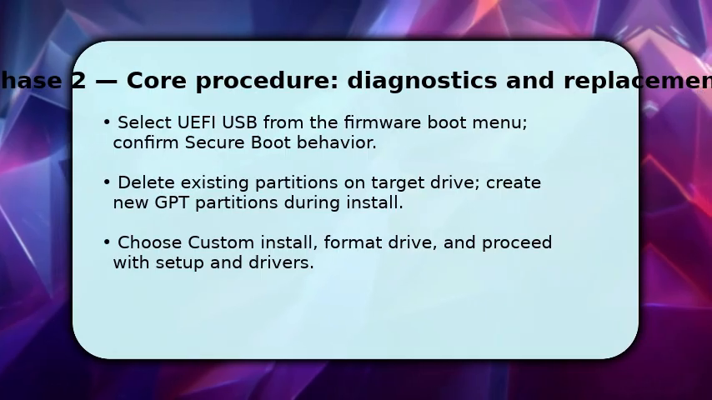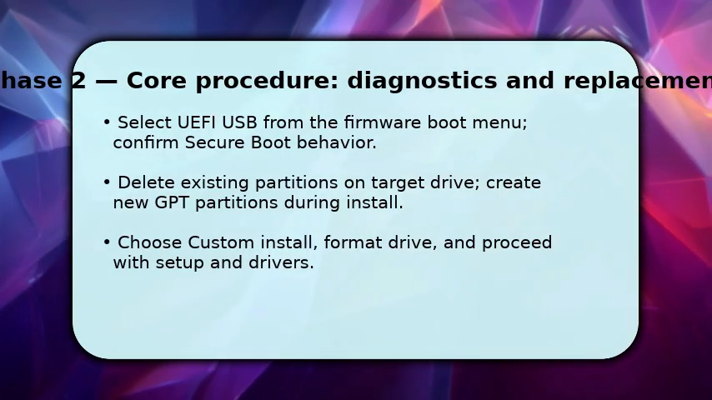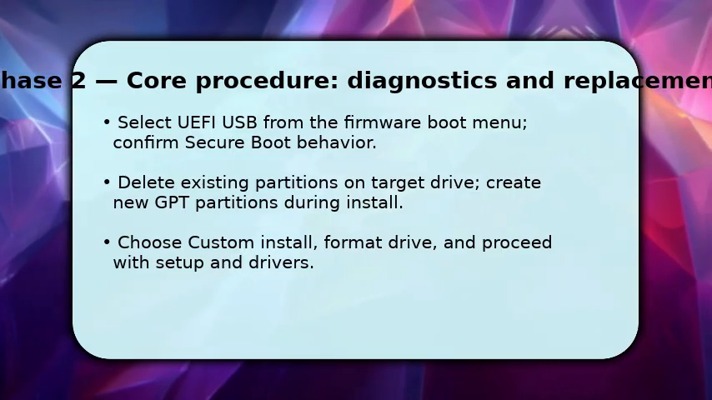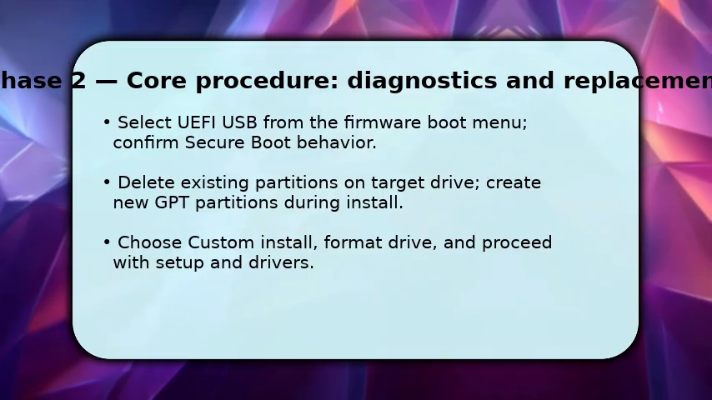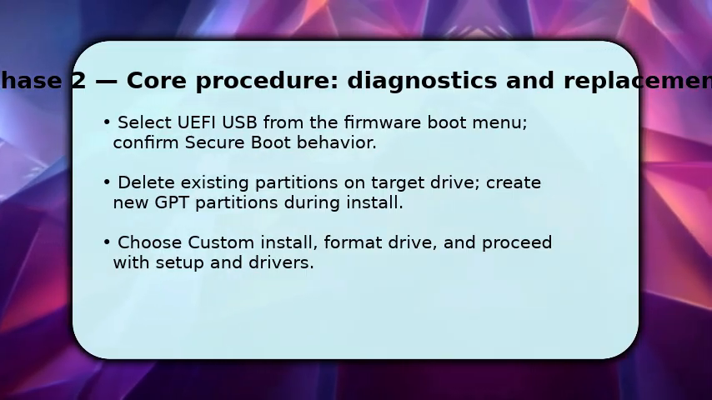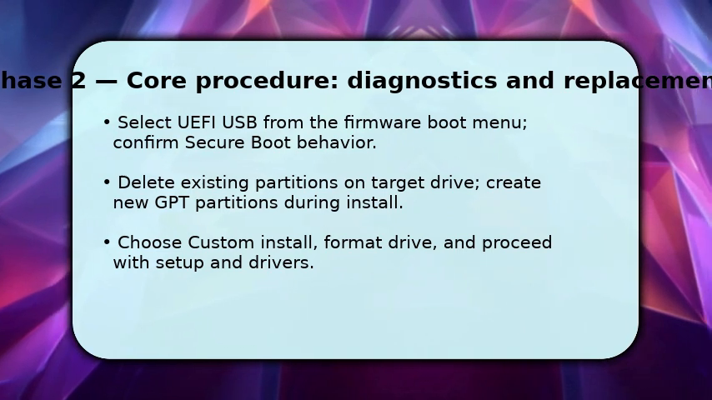During the Windows setup, choose Custom Install, then delete old partitions on the target disk so the installer can create the proper EFI system partition and MSR. Once partitions are created, let the installer format and copy files. After the restart, install chipset and storage drivers.